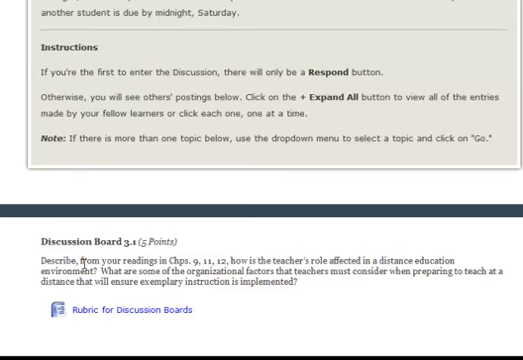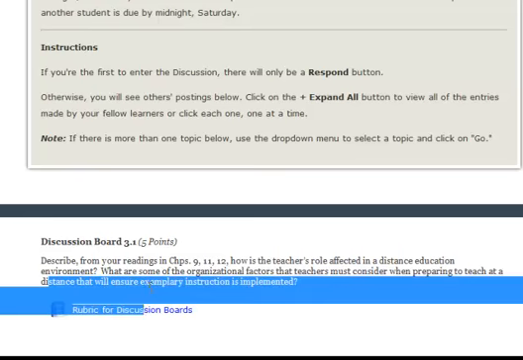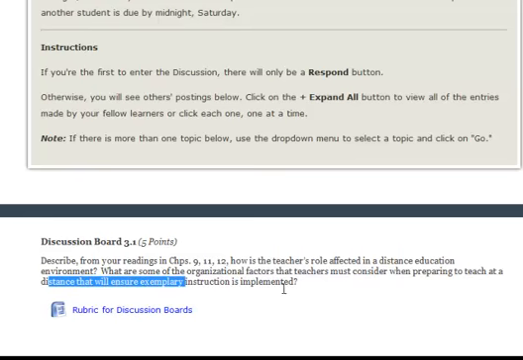Then we come to a thinking discussion board 3.1, where they have to describe from their readings in the text how the teacher's role is affected in a distance education environment. What happens to the teacher's role, and what are some of the organizational factors that teachers must consider? It comes straight from the text. There is a lot of information on that. So this is a question based a lot on the text.